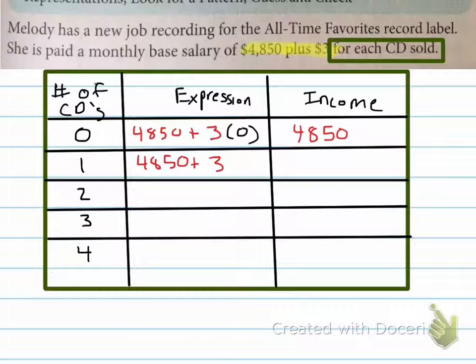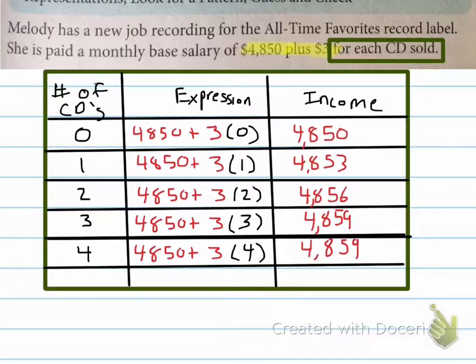All right. So 1 will be 3 times, and now 1, we just plug in a 1 here and solve it. So my answer here will be 4,853. So why don't you guys try this, and I'll pause here. So here would be the answers. You just go up.